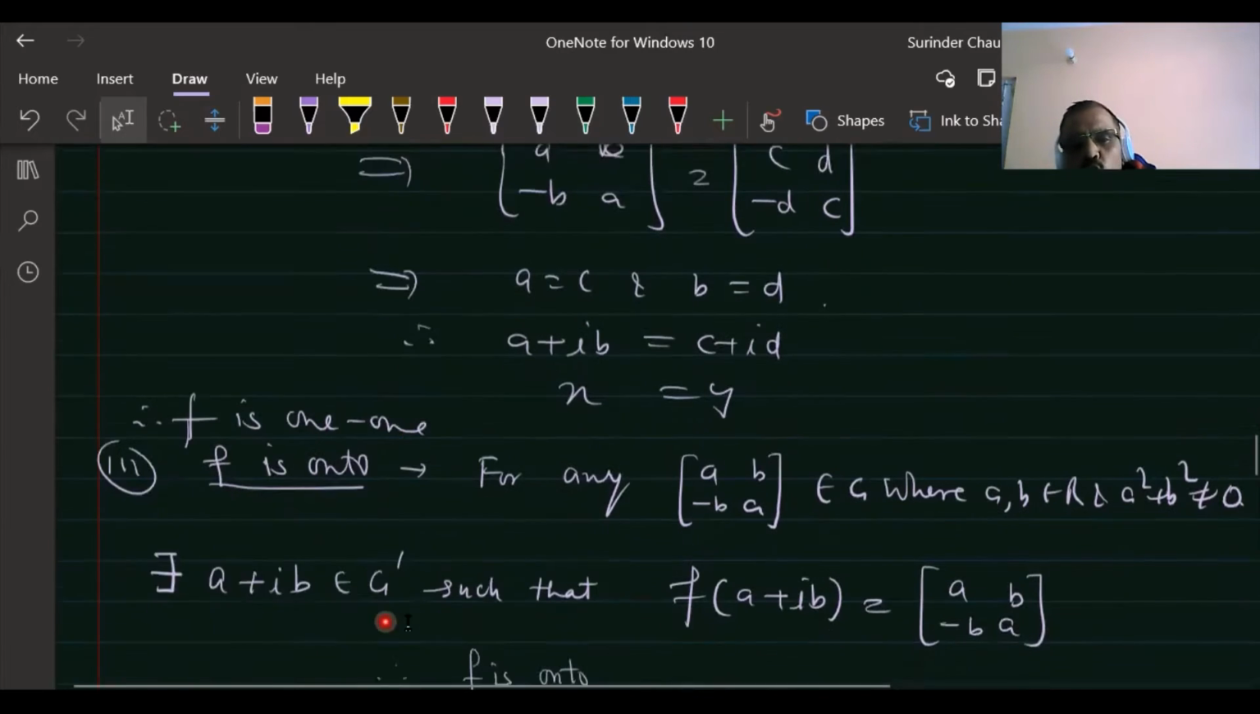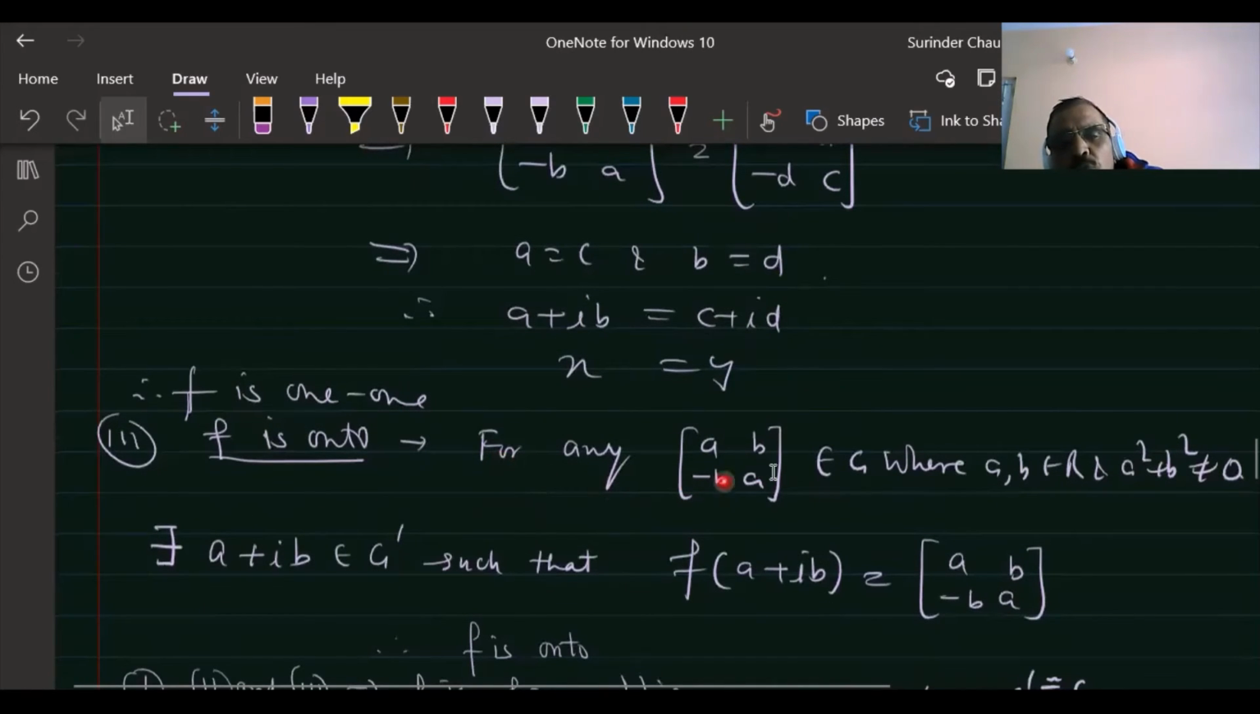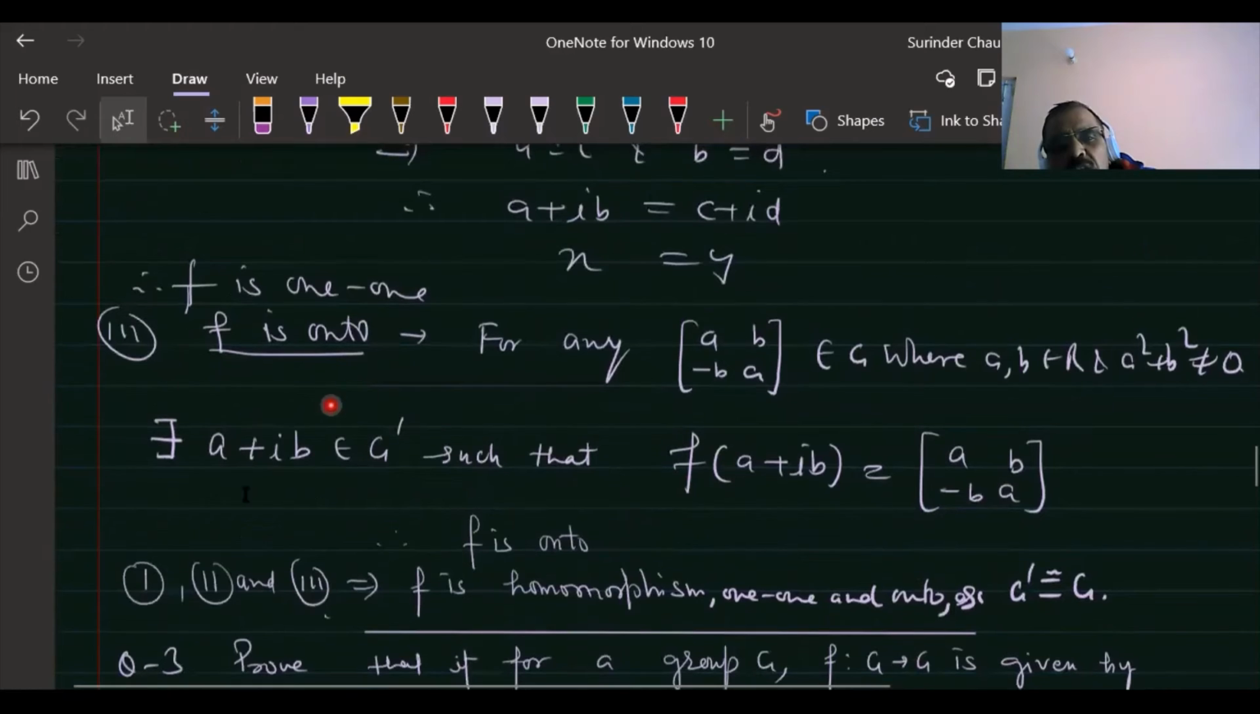Now to show f is an onto mapping, we have to take the range set. For any matrix (a, b; minus b, a) belonging to G, where a, b are real numbers not both zero, there exists a plus iota b belonging to G' such that f of a plus iota b is equal to the matrix (a, b; minus b, a). So f is onto. First, f is a homomorphism, second, f is one-one, third, f is onto, which implies G' and G are isomorphic.